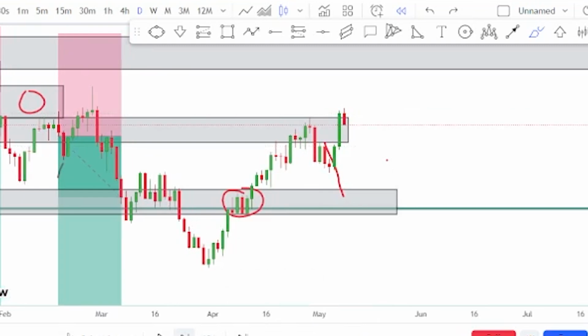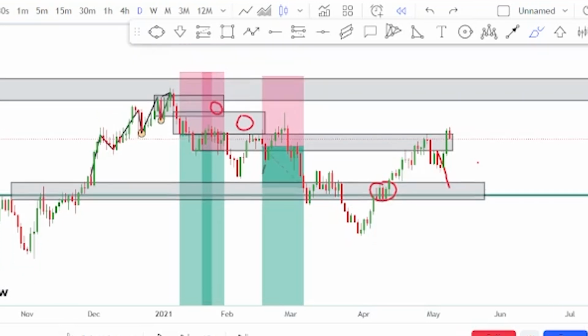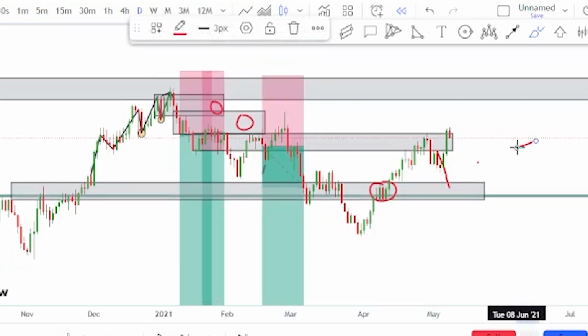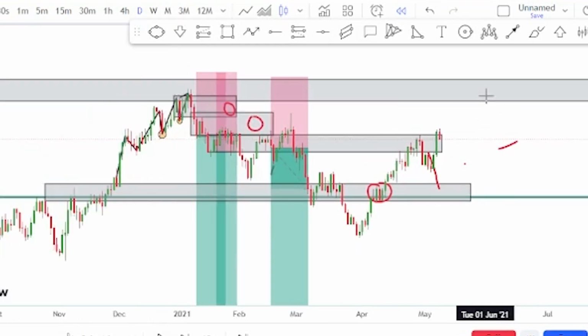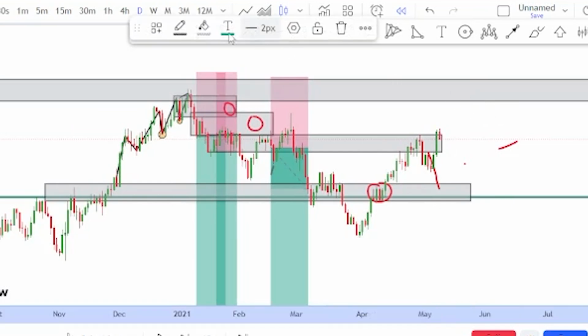So now we fail to continue downside. Now we are moving up. So where am I going to be waiting from? The areas where I entered from at the first moment, that's where I'm going to be waiting from. Still looking for a sell, because this area is very strong.